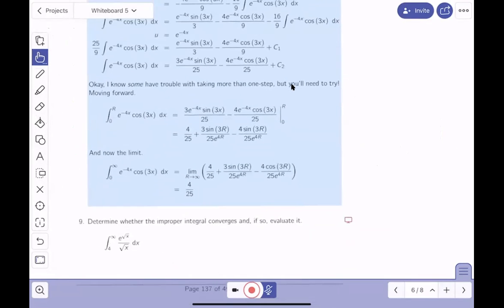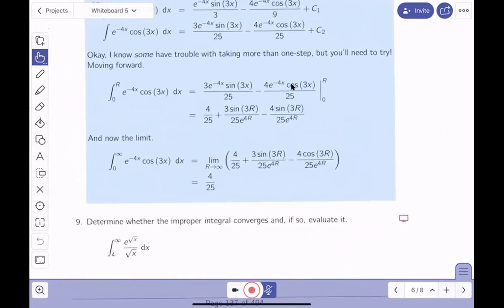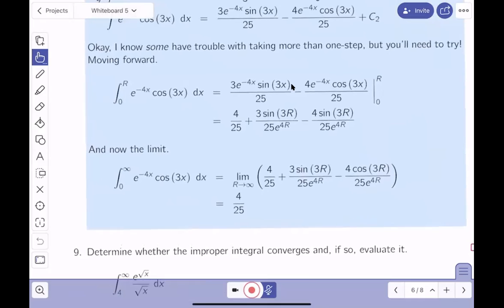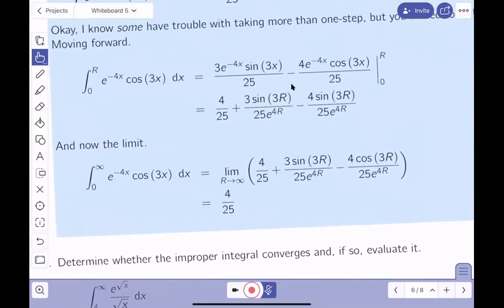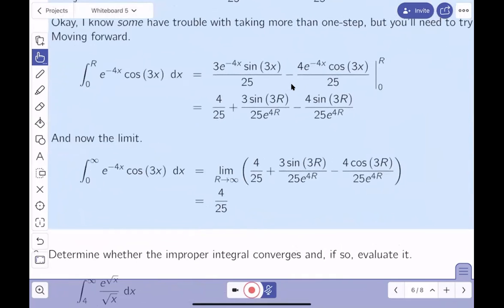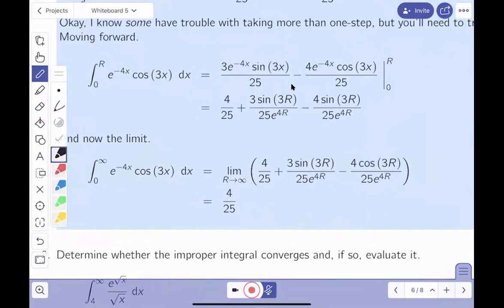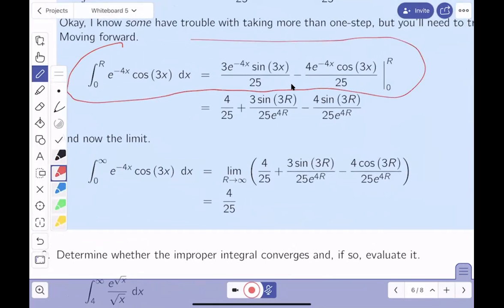The reason I did that is I have to do this limit thing here. I have to do the limit. So what I did, I did this part here. I'm going to circle it for you. This part we just used from the prior. I'm just evaluating that, and if you do that, you get this over here.